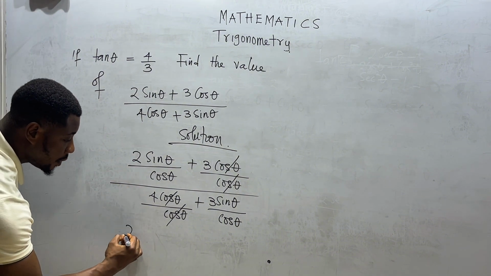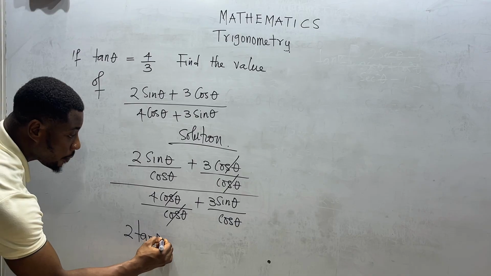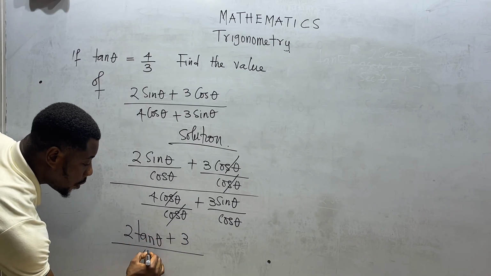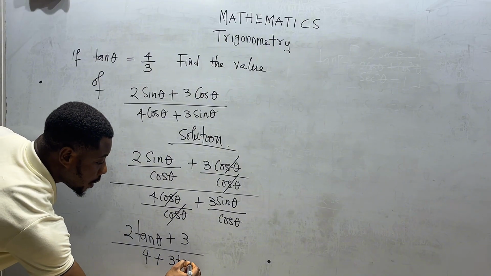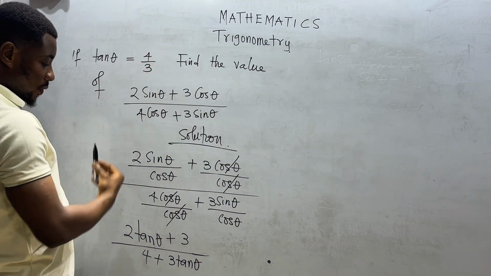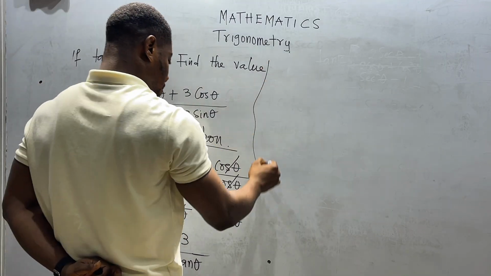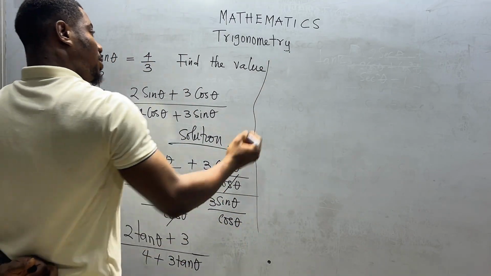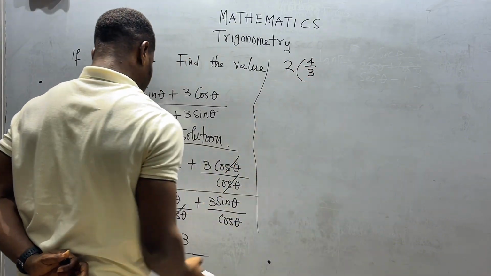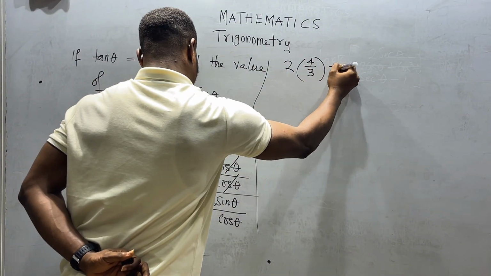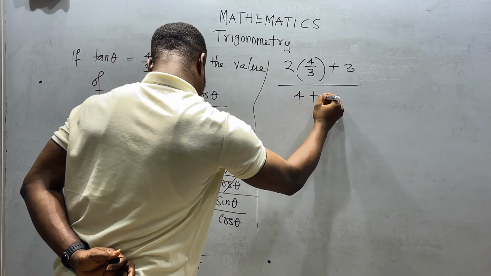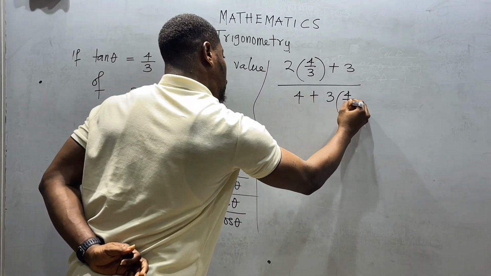So here we have 2 tan theta plus 3 divided by 4 plus 3 tan theta. This is what we have here. So all we need to do is replace tan theta with 4 over 3. If we replace it here, we're going to have 2 into 4 over 3, 4 divided by 3, plus 3, divided by 4 plus 3 into 4 over 3.